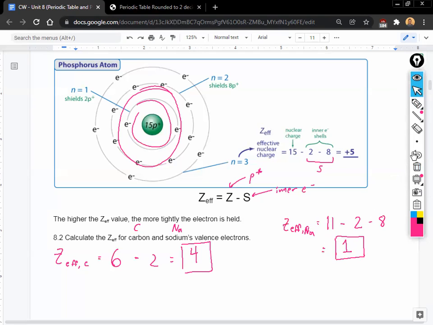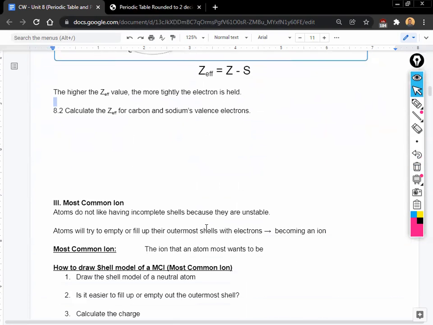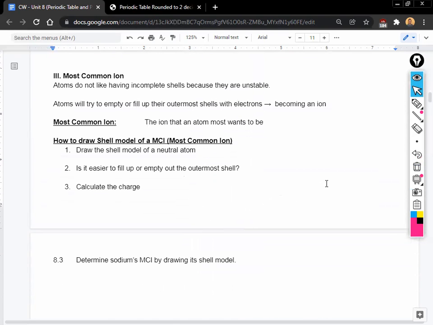We're going to talk about that again in a second, but before we do that, we want to figure out what ions look like, different atoms. We learned about how to draw shell models for regular atoms, and we learned about most common ions. However, we didn't talk about how to draw most common ions. Just a little review from what we knew before.